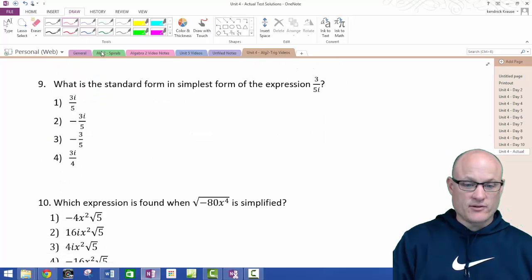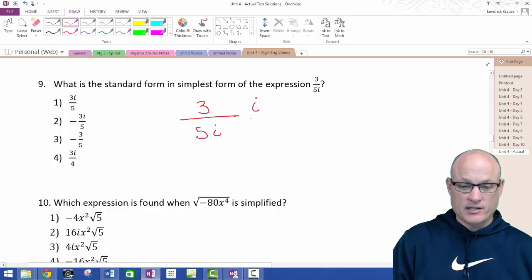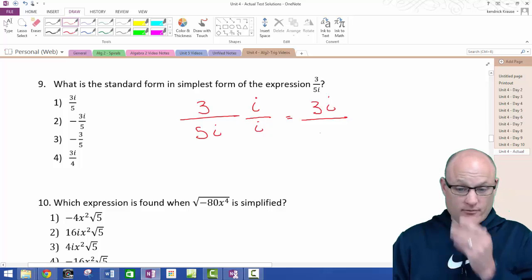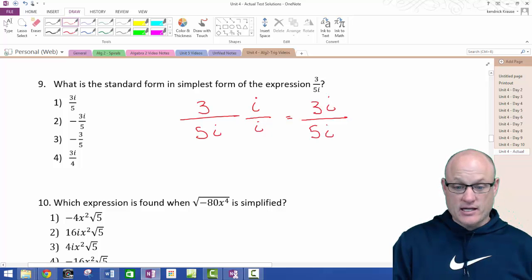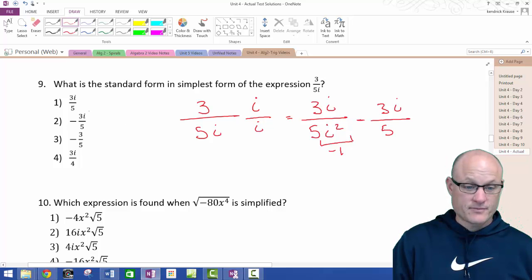We're going to rationalize this. We got to write it in standard form. So it's 3 over 5i. We're going to multiply by I over I. So I get, in the numerator, 3i. In the denominator, I get 5i squared. But remember, this is negative 1. So it's 3i over 5. We'll put the negative out front. And there it is.